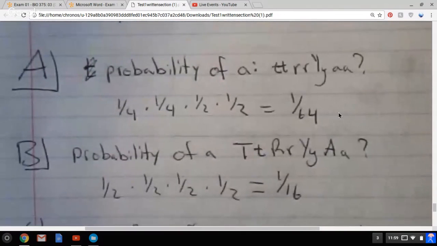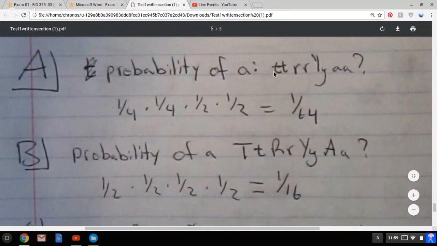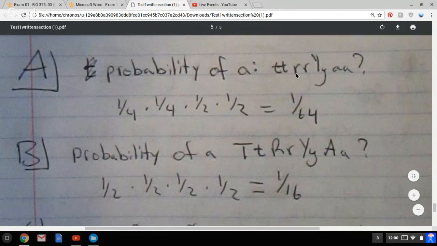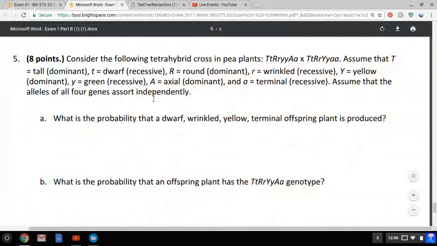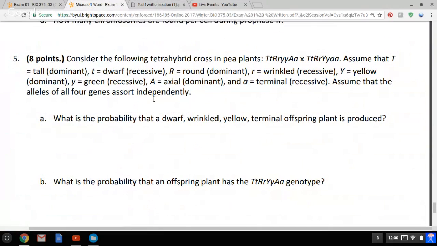So the first question, they wanted the probability of getting the 2 little t's, 2 little r's, and the big Y, little y, and then 2 little a's. And so they just want yellow. That's what it is.